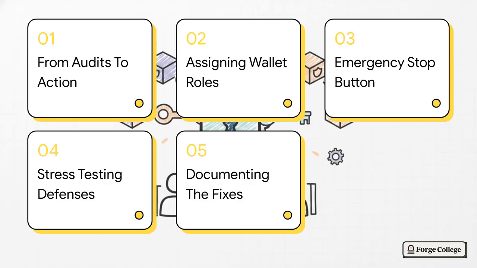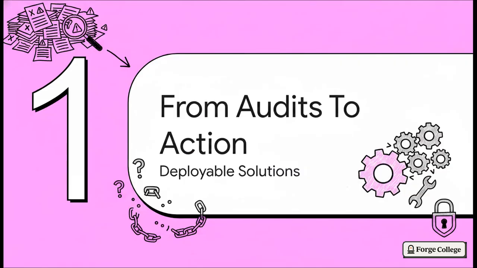Here's our game plan. We're going from audits to action, assigning the wallet roles, wiring up the emergency stop button, stress testing our defenses, and finally documenting the fixes. All right, part 1, from audits to action.